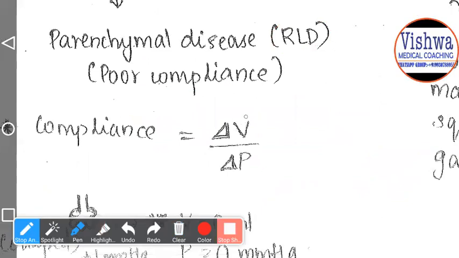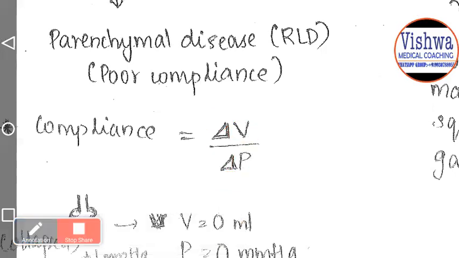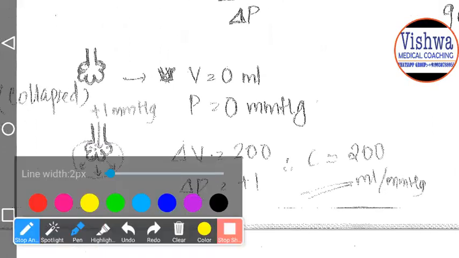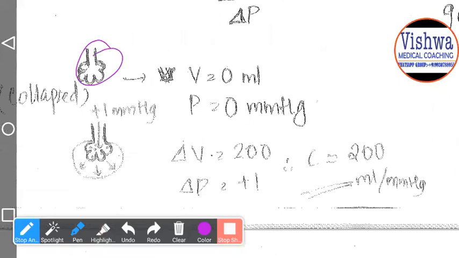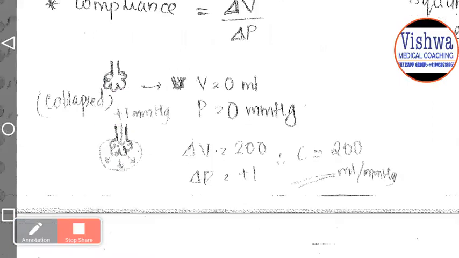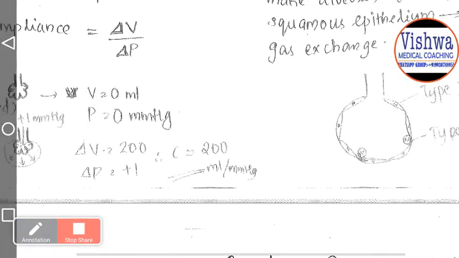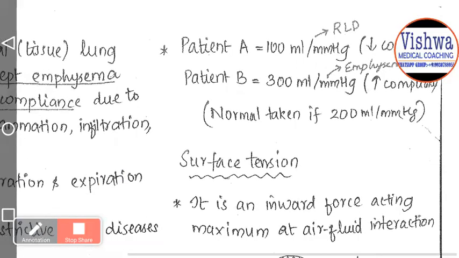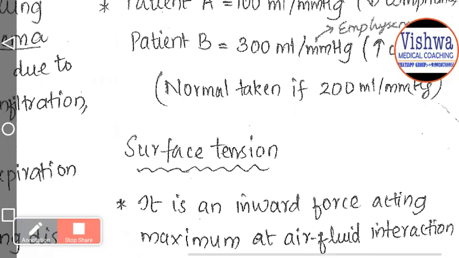So what does compliance mean? Delta V to delta P. Of course, nobody is going to ask the mathematics out of it. That means the ratio of the volume change to the pressure change. How much pressure change produces what change in the volume. That is what is called compliance. So compliance is the ratio of volume change to pressure change.